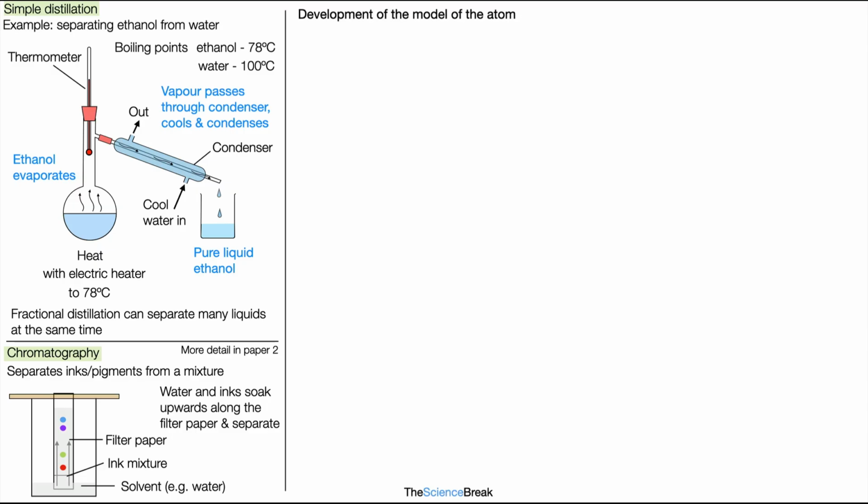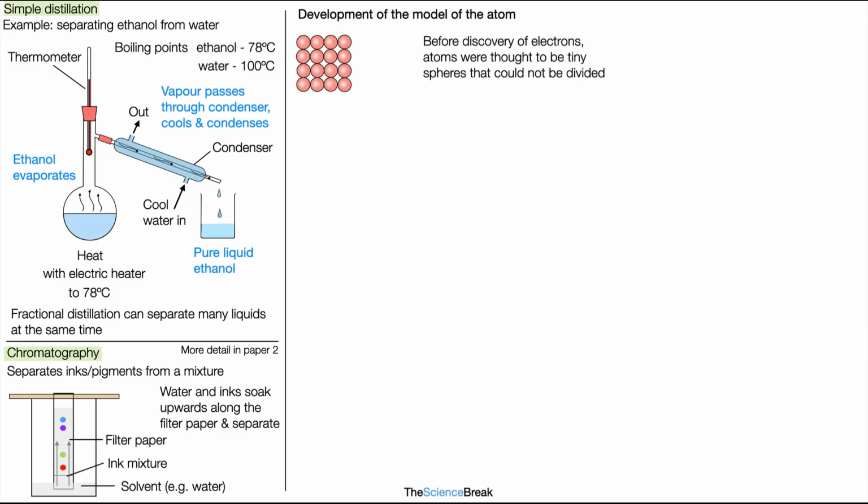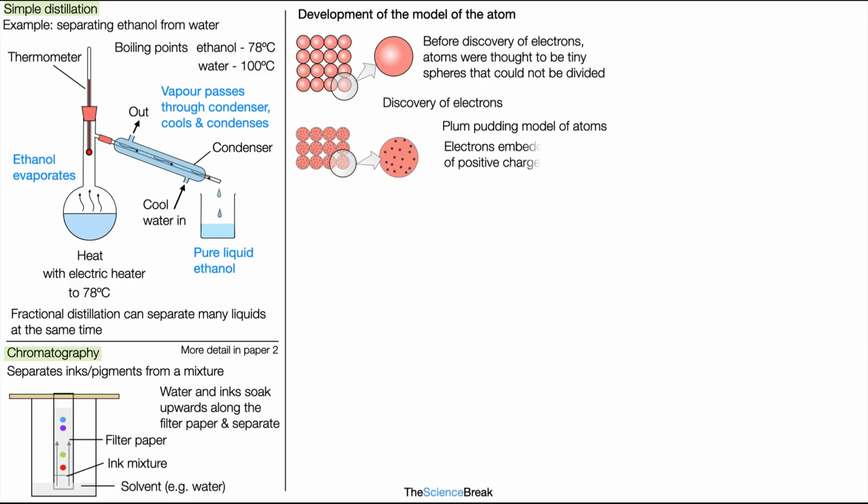Next, we are looking at the development of the model of the atom. Before the discovery of electrons, atoms were thought to be tiny spheres that could not be divided. We then had the discovery of electrons, so the model changed. We have the plum pudding model of atoms. Here we can see that we have electrons embedded in a ball of positive charge. So the red is a ball of positive charge, and the electrons, which are negative, are embedded in that ball of positive.